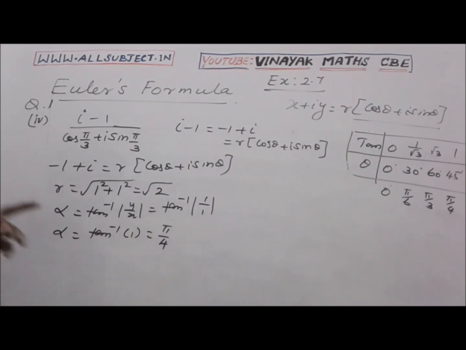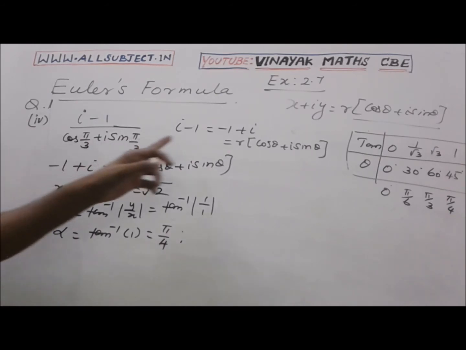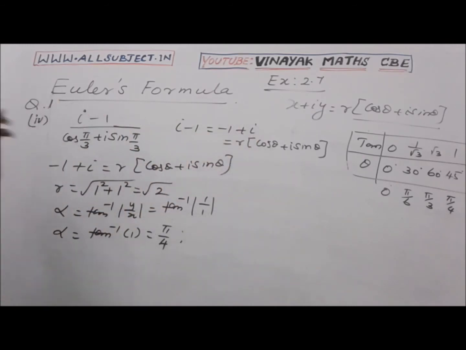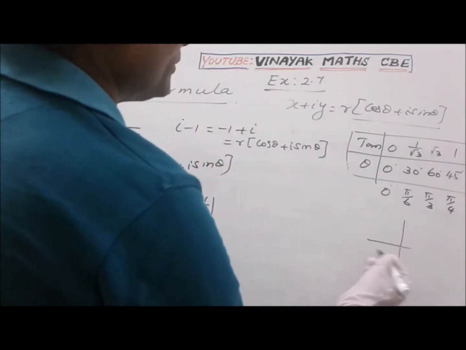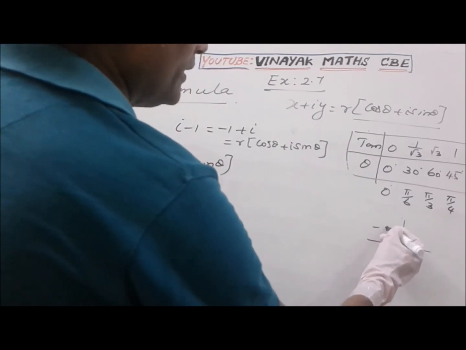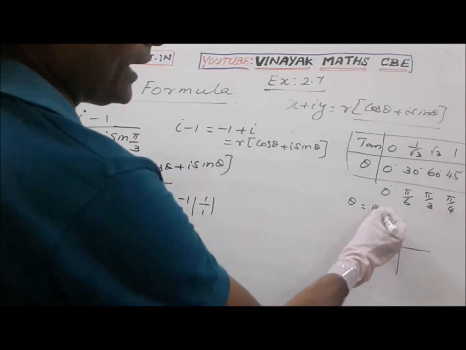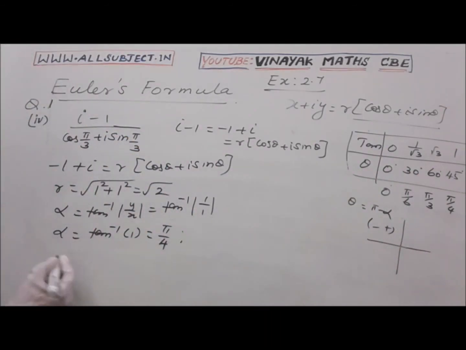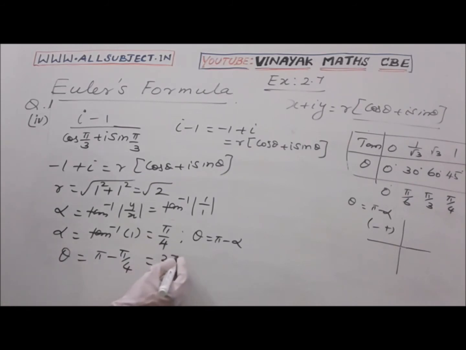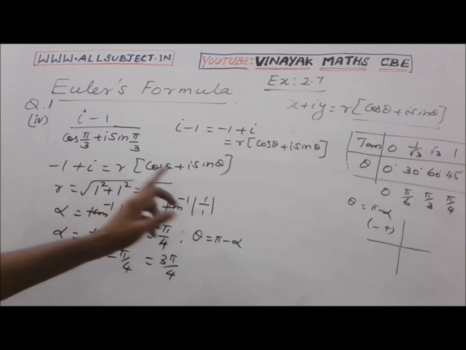Alpha equals tan inverse of 1 equals pi by 4. We need to find theta. Now to find theta, the given complex number has minus plus. The real part is negative and the imaginary part is positive, so it is in the second quadrant. For the second quadrant, theta equals pi minus alpha. Now substituting theta equal to pi minus pi by 4, taking LCM, it will be equal to 3 pi by 4. So theta equals 3 pi by 4 and r equals root 2.